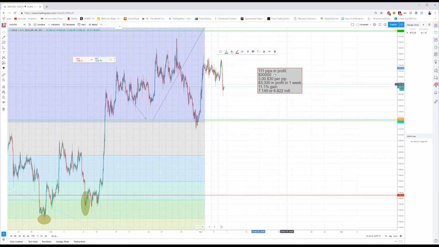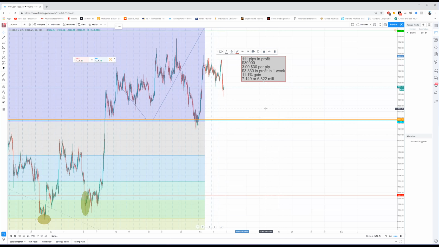Either way, we can use either number. Off a $30,000 account, you'd have 6.8 or 7.1. Not sure who did the math correct, probably Bird. And in your account, that's incredible. So this is all using proper risk management, very safe trading.